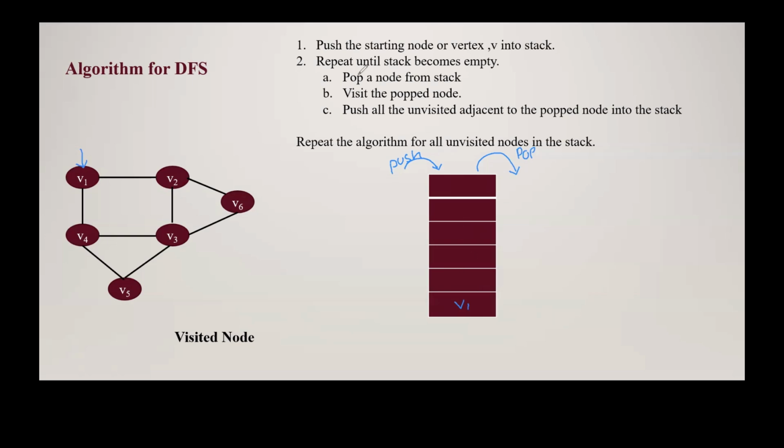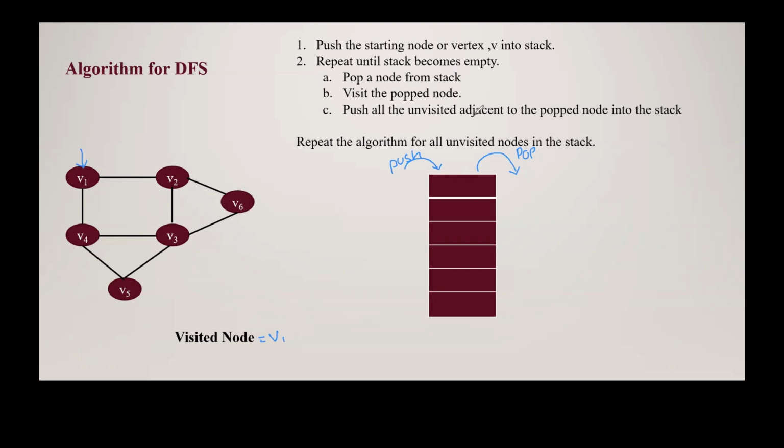Right now the stack is not empty. Pop a node from the stack. Which node is present inside the stack? That is B1. So we have to pop it. Once we pop it, we remove it from the stack. Then what do we have to do? We have to mark the popped node B1 as visited. So this node is visited right now.